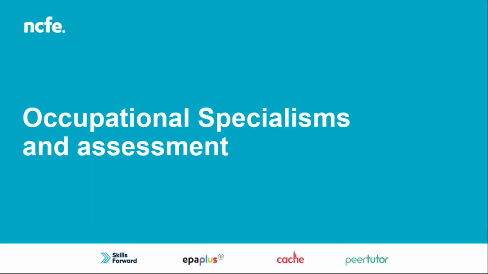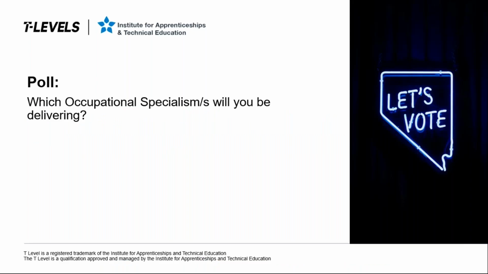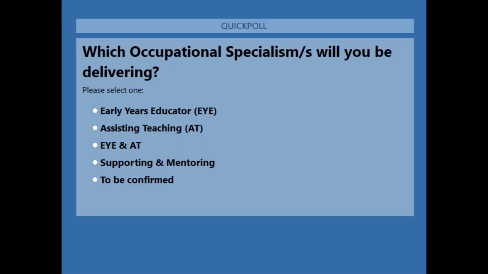So moving on to the occupational specialism assessment, we do encourage you to focus on the core in the first year of delivery. So this is going to be more of a brief overview. But before we look at them, I'd like to find out which specialisms you'll be involved with. So I'm going to launch another poll, and I'm going to ask you to say which of the occupational specialisms you'll be delivering. So you should be able to see that on the screen now.